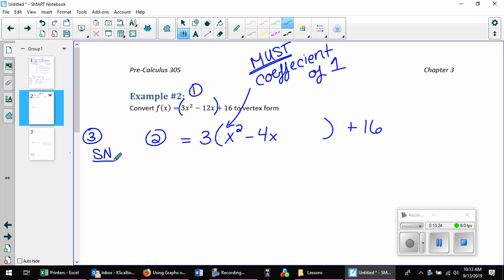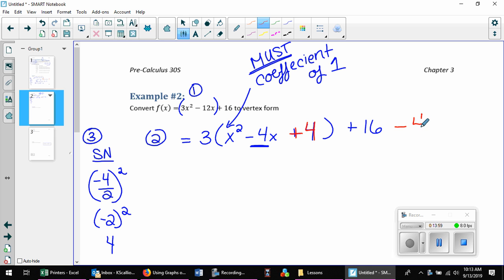My side notes. What do I do with my side notes? And square the quotient. So -4 divided by 2 squared. So that's going to give me a -2 squared, which would be 4. So is it a +4 or a -4? +4. So it's going to be add 4. And I'd like to change my color when I do that. Add 4 in here, and then I -4 out here.